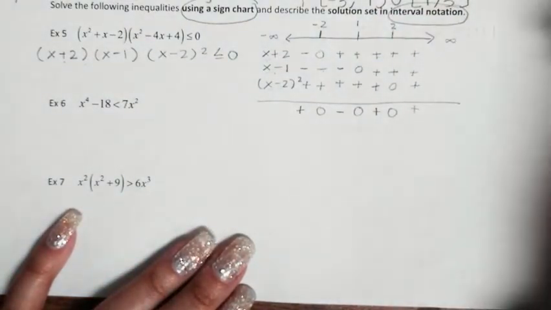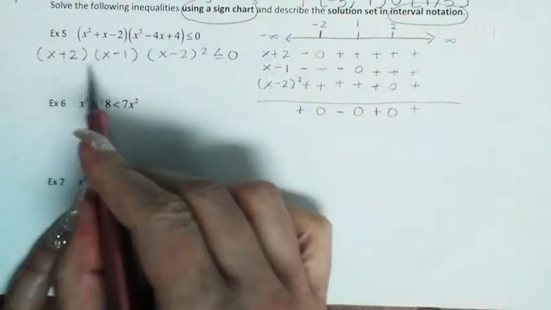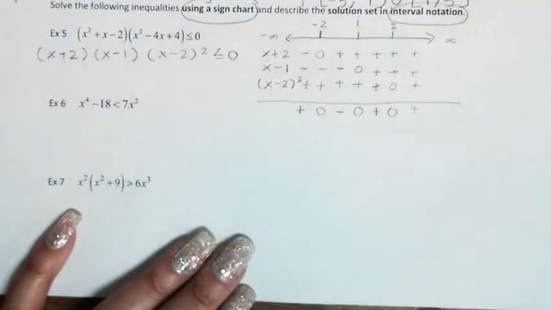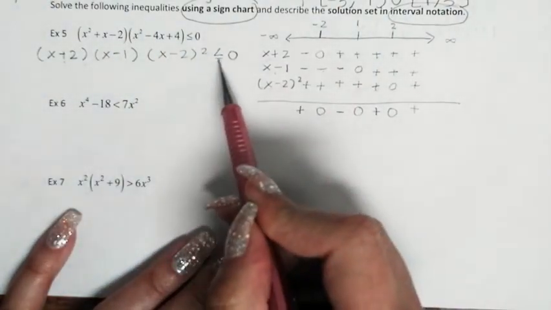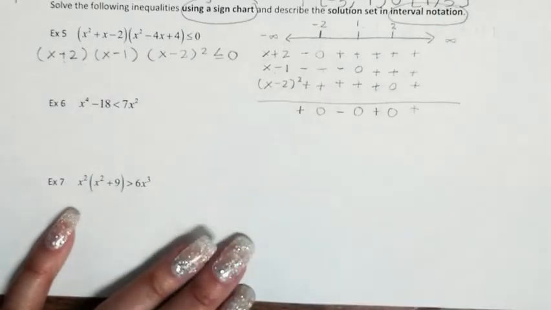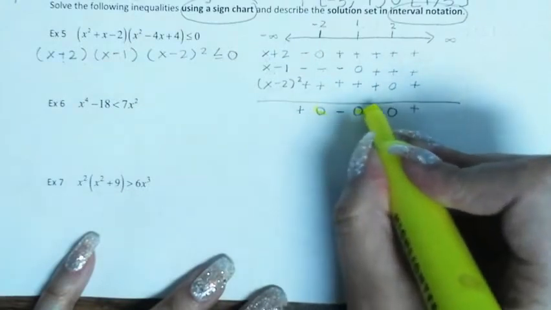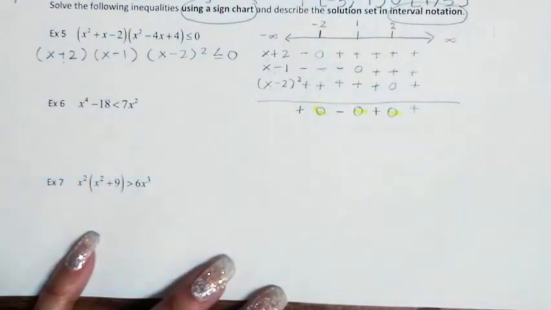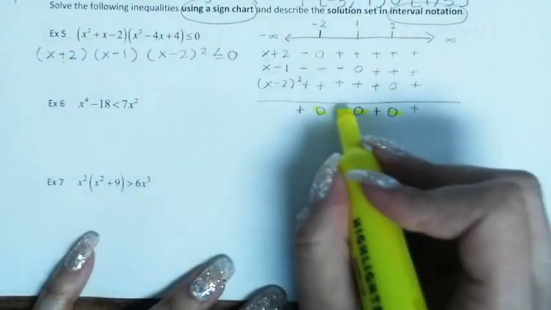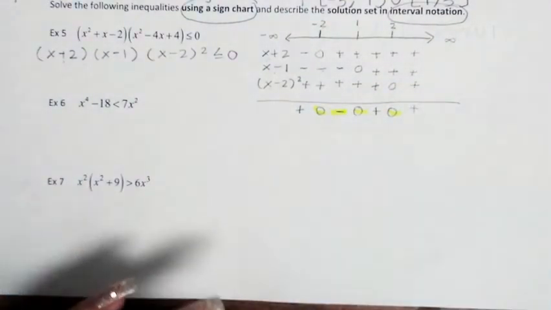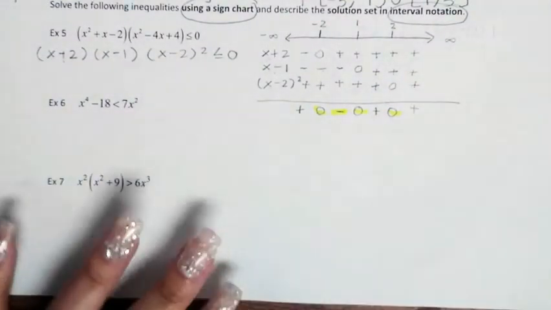Now, you need to analyze what the inequality is telling you. They want all the numbers that are less or equal than 0. So let's highlight the parts that you want. You want the equal to 0, so you want that, that, and that. In addition, you want when it's less than, meaning negative. So you want that part, the highlighted part.